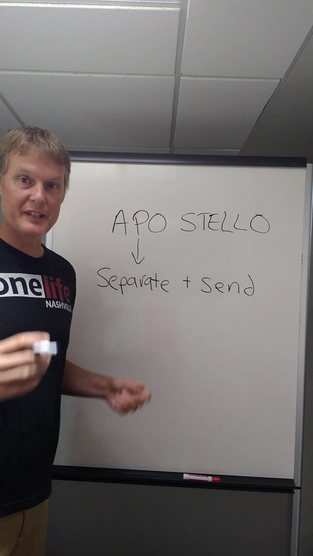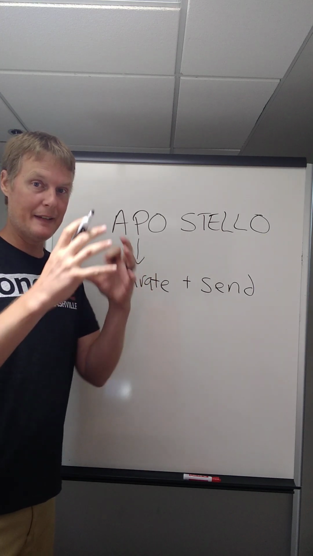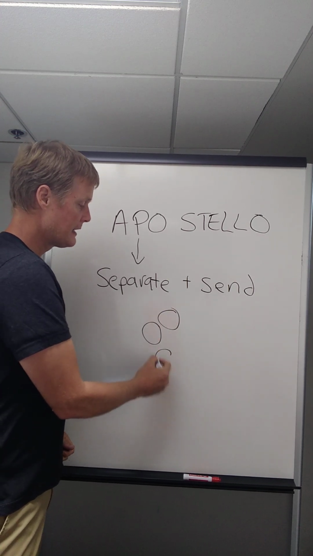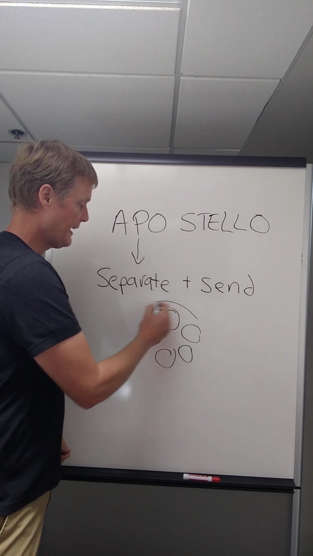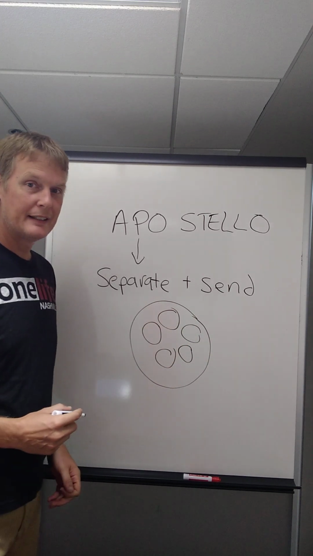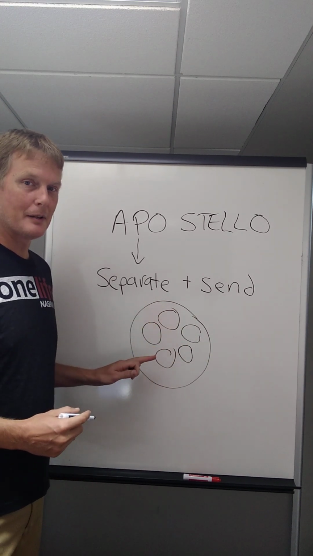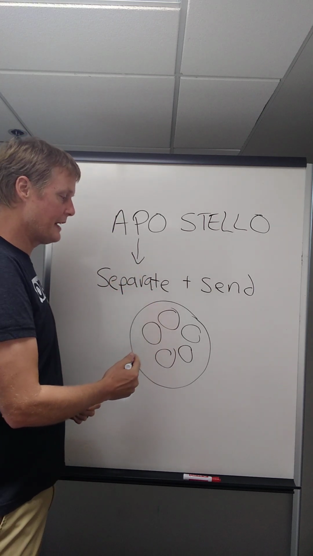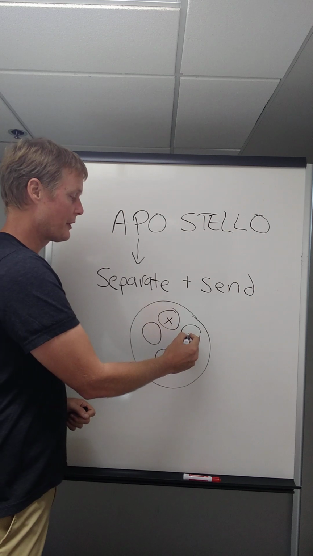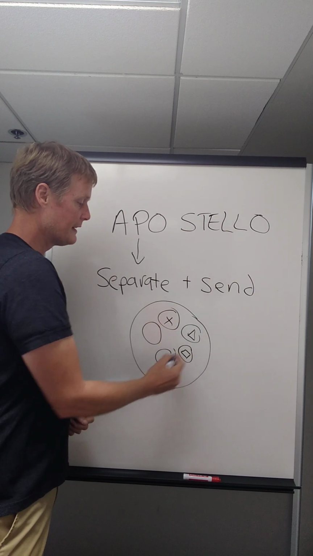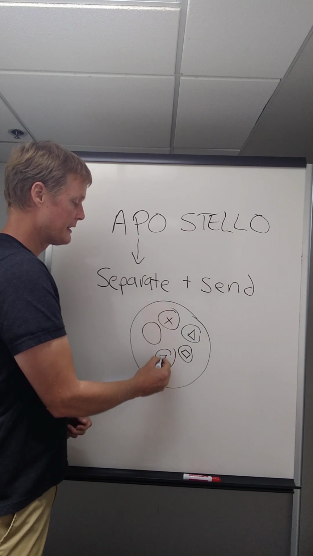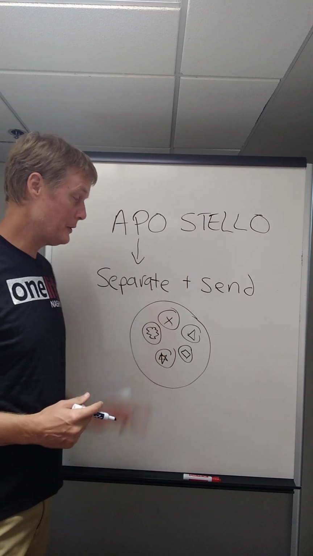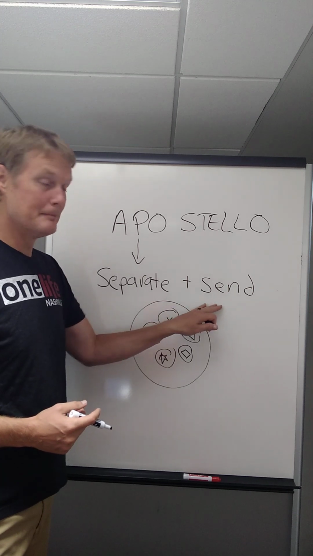But apostles also take things that are condensed and they break them down into their separate parts. So if you can think about something that has a unit, but then it has its separate parts, apostles are really good at breaking things down into separate parts and then defining what those parts are and labeling them, figuring out their function. And then what they do with these parts is that they send them.